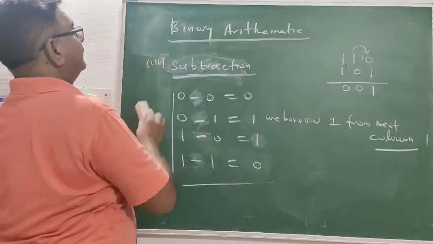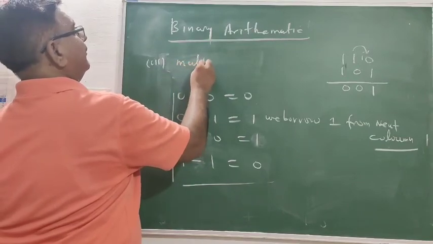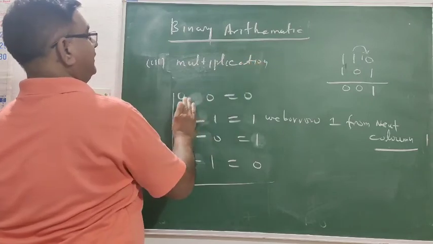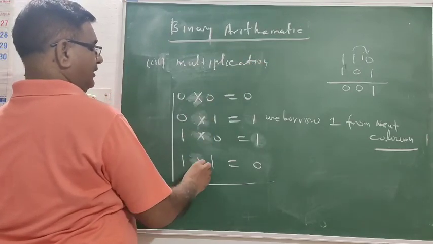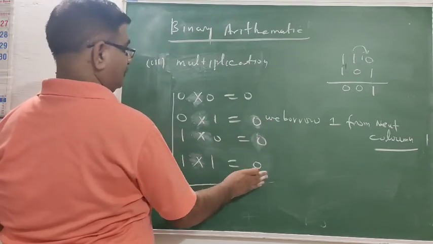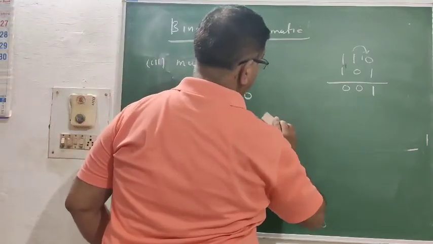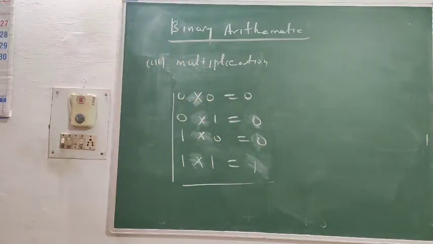Multiplication. In multiplication, 0 into 0, 0 into 1, 1 into 0, 1 into 1. It is 0, it is also 0, it is also 0, but it is 1. This is the multiplication operation, very easy. You multiply and see the examples.